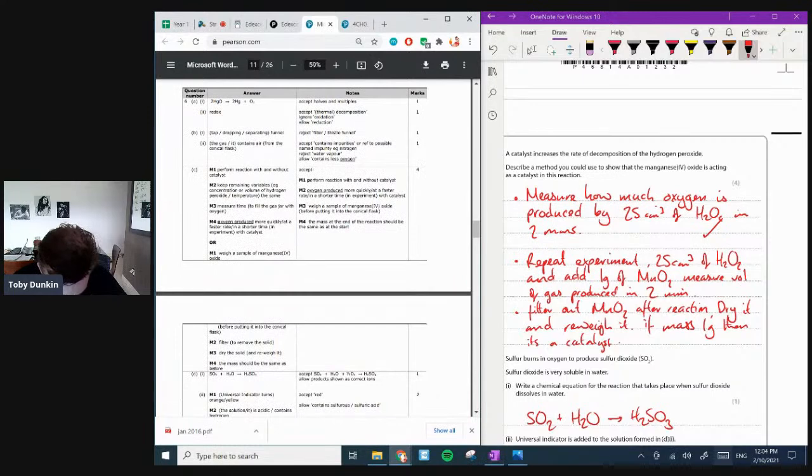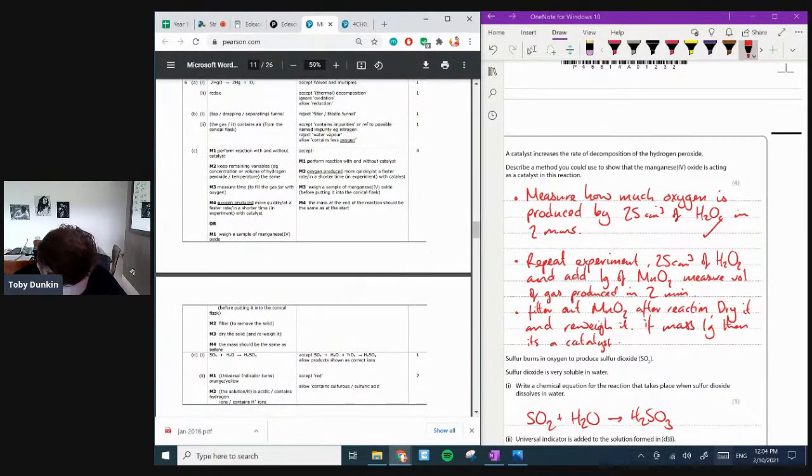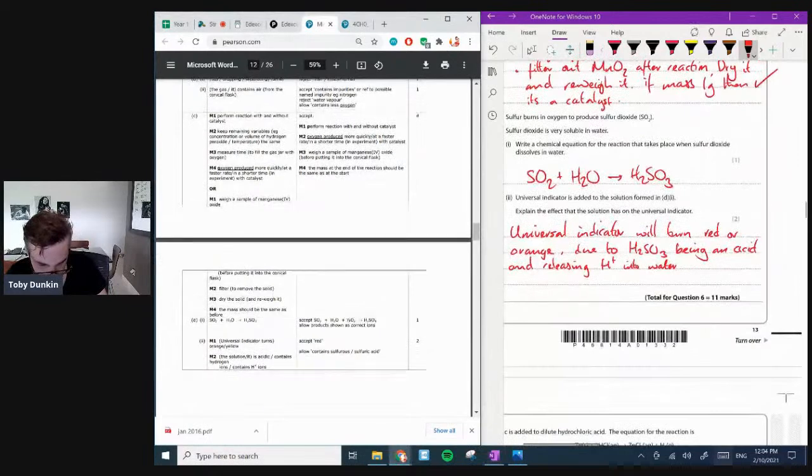Lots of different methods here. Or weigh the sample of magnesium, filter out, dry, solid mass should be the same. I'm definitely going to get at least 3 of those. It's funny, actually, because they're saying: repeat experiment, add 1 gram, measure the volume of gas produced in 2 minutes. Filter out. I would get all 4 marks for that because it's a very reasonable method.